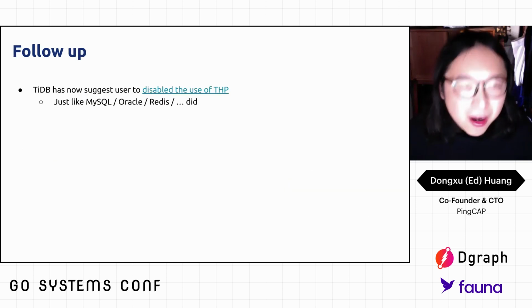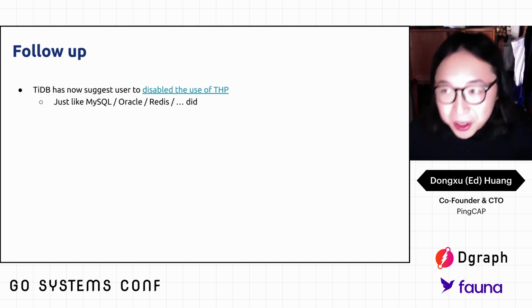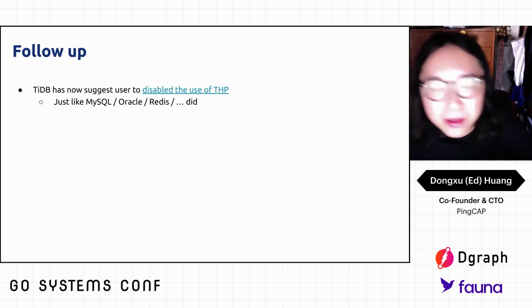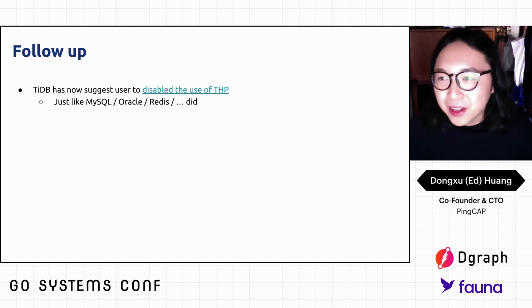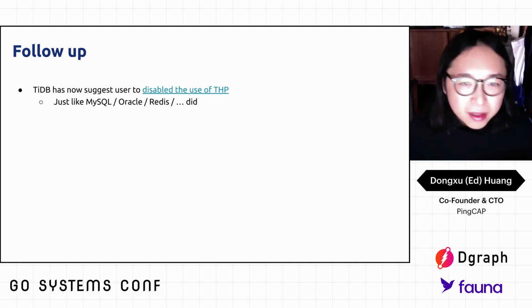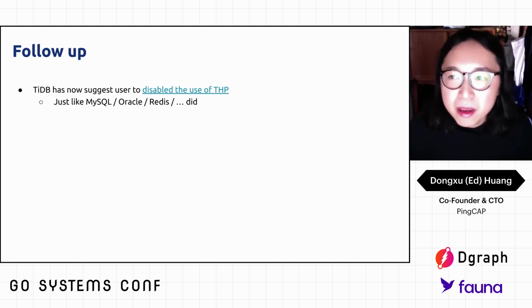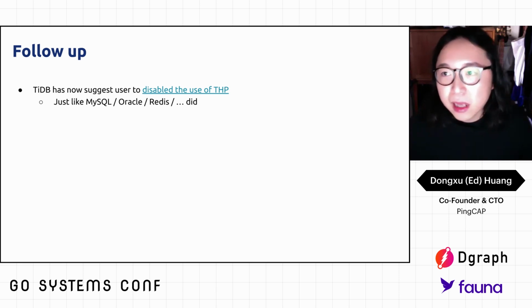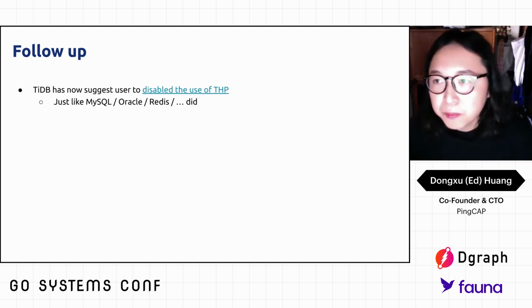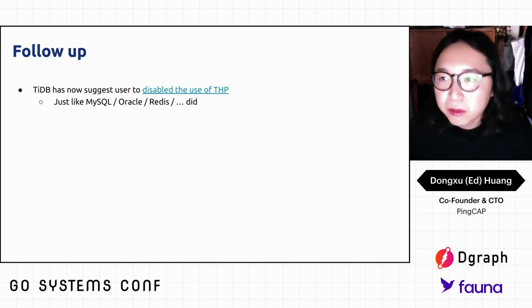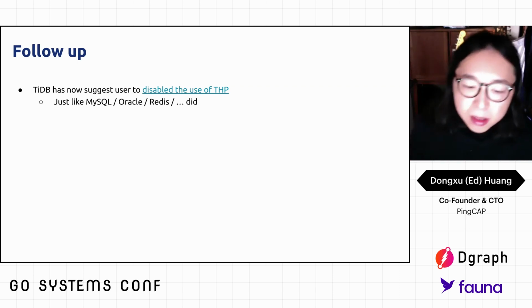So the follow-up is really simple. We just tell the users to check if you have enabled THP, you have to turn it off, just like MySQL, Oracle, and a lot of databases did, because sometimes the runtime or the system may want to manage the memory on its own, just like TiDB did. The usage pattern of THP is not like the usage pattern of a database. Okay.